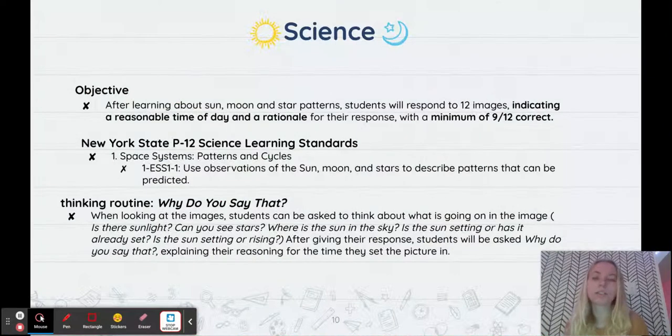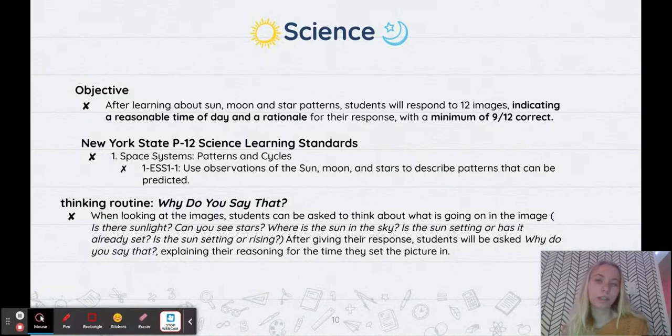And then the science lesson for this unit, the objective: after learning about sun, moon, and star patterns, students will respond to 12 images indicating a reasonable time of day and a rationale for their response with a minimum accuracy of 9 out of 12 correct. The New York State learning standard that this lesson reaches is Space Systems, Patterns, and Cycles: use observations of the sun, moon, and stars to describe patterns that can be predicted.